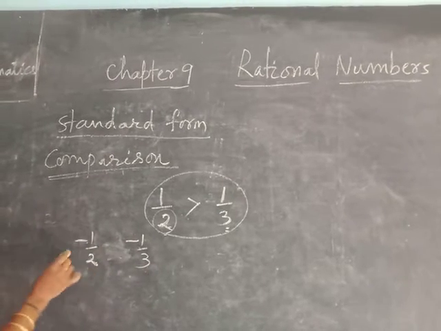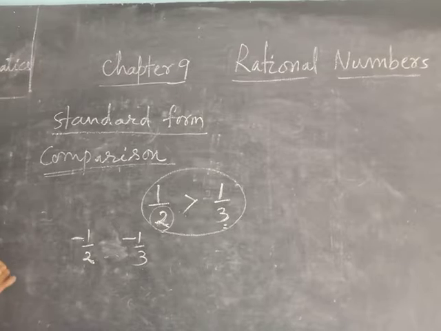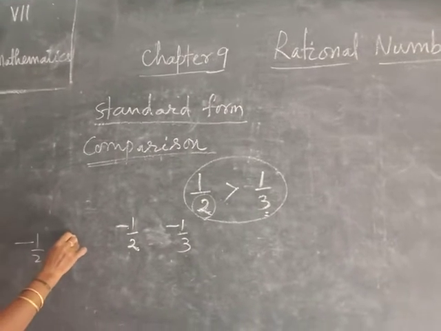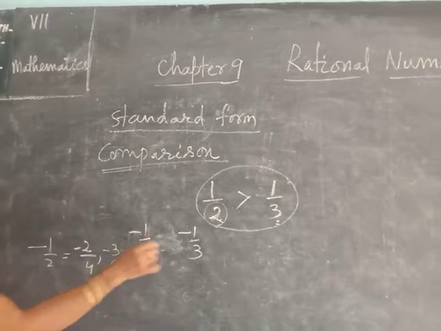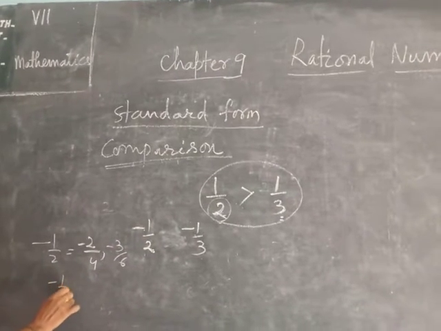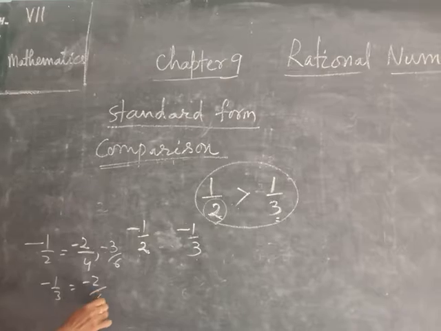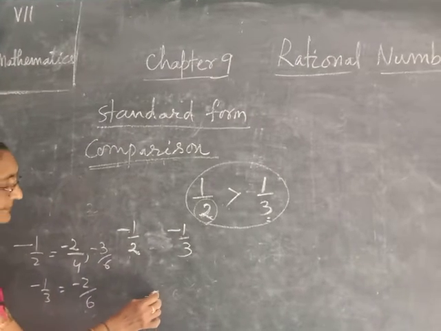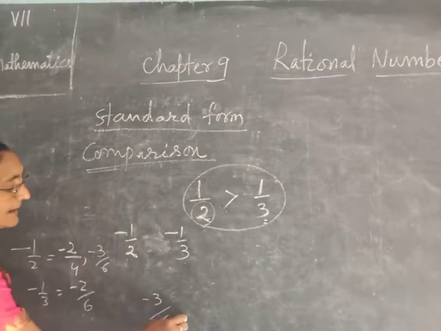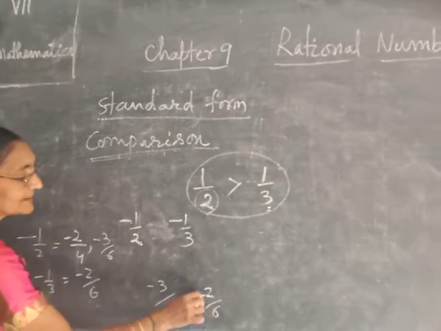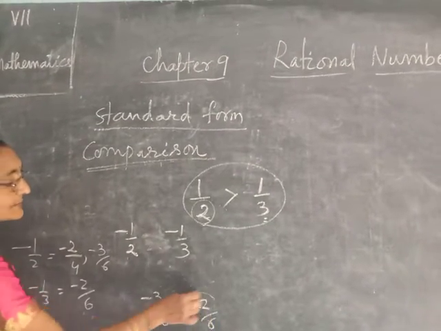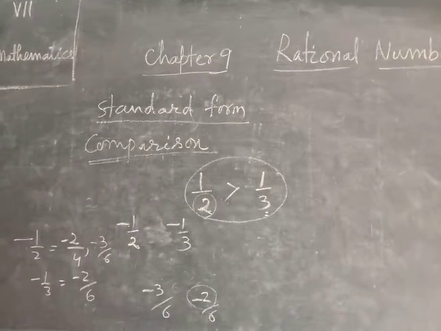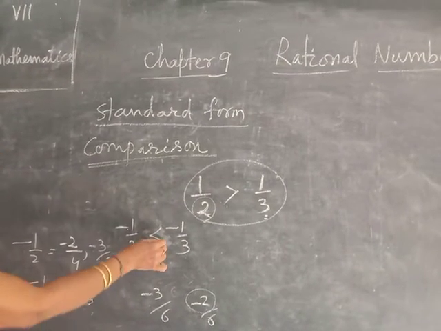See, suppose you have to find the equivalent fraction. How much will come? 2 by 4, 3 by 6. Here 2 by 6 and here 3 by 6 and minus 2 by 6. Here the denominators are equal. Then is minus 2 big or minus 3 big? This minus 2 is bigger than minus 3. So this one is bigger.